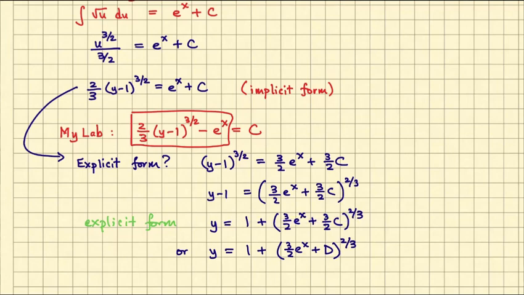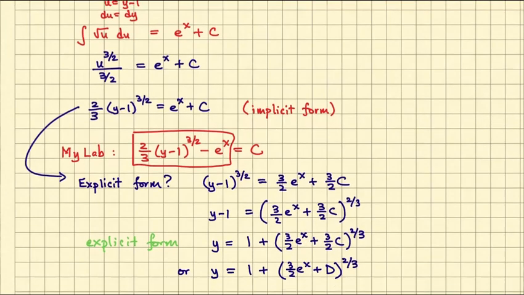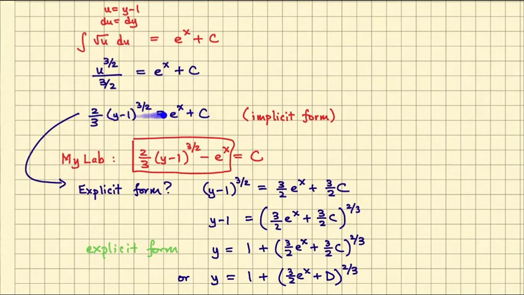You could also, sometimes the back of the book may take this. Since c is an arbitrary constant and they multiply it by 3/2, they may just call this d, since you absorb that and get a new arbitrary constant. This would be fine for an explicit form of the solution. This would be fine for a implicit form of the solution, and so would this. Okay, so just pay attention to what the instructions are asking you for the form.